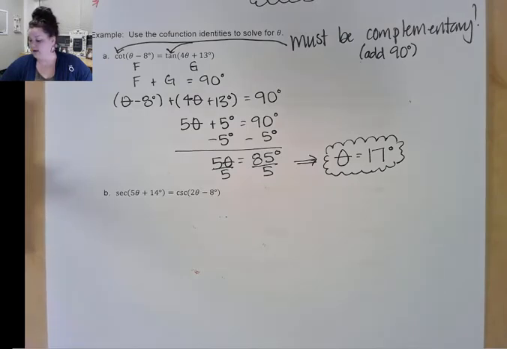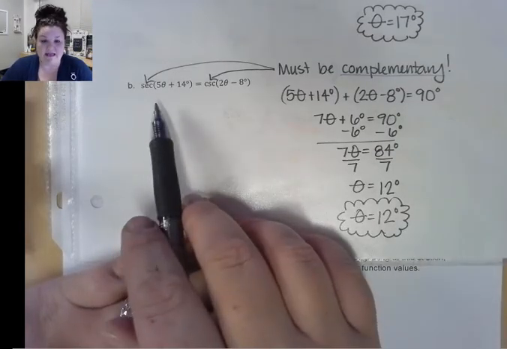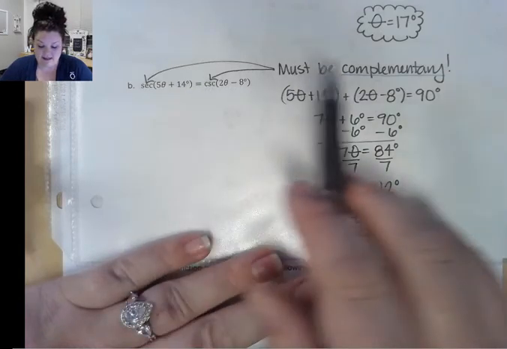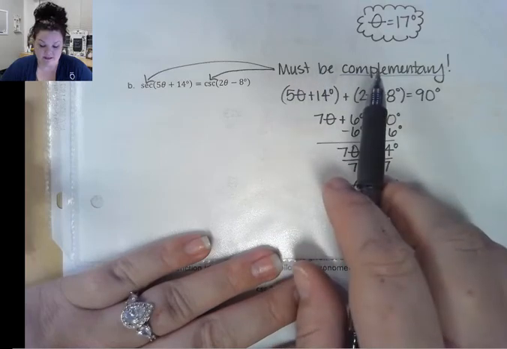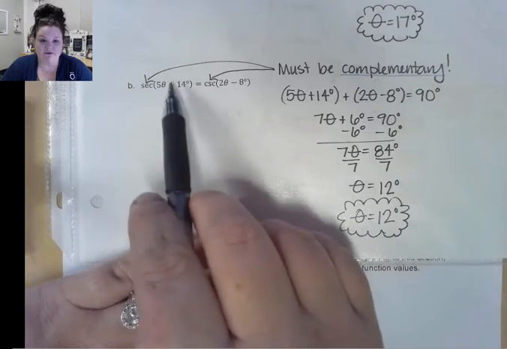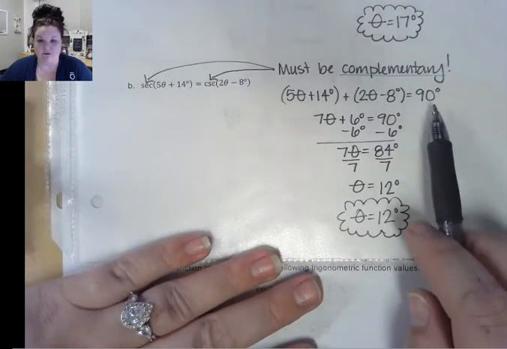I'm going to go ahead and have you pause the video, and then when you're ready, unpause it and we'll go over it, okay? All right, so same thing on part B. Secant and cosecant are only ever equal if our angles are complementary. So if our angles are complementary, that means that they add up to 90 degrees. So I just take the angle measure from the first, add it to the angle measure of the second, and I know it equals 90.